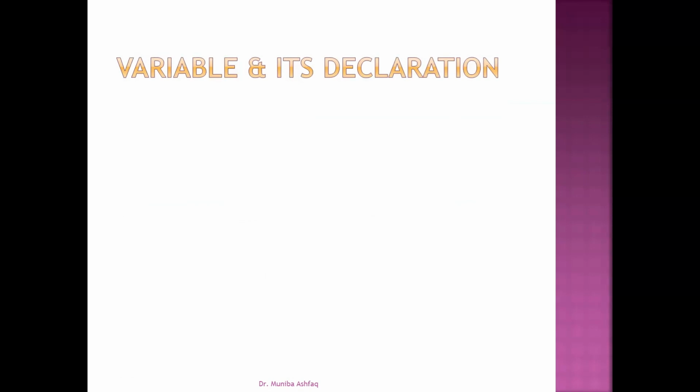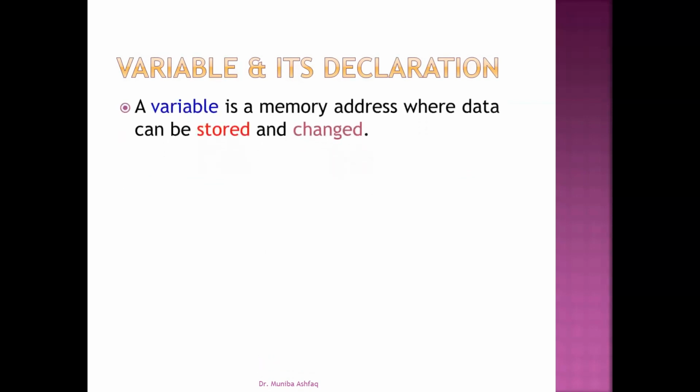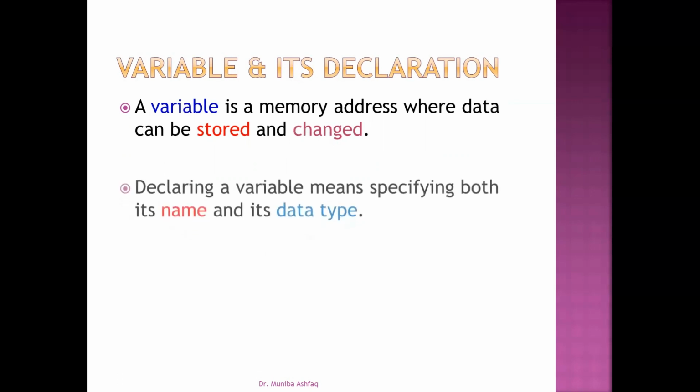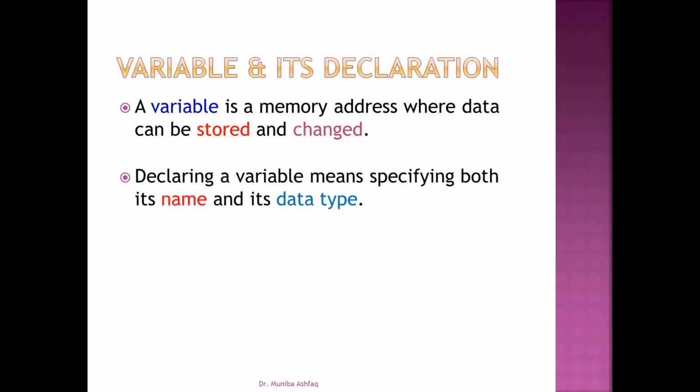Variables and their declaration. A variable is a memory address where data can be stored and changed. What about declaration? Declaring a variable means we have to specify both its name and its data type. The name is very clear in the previous example, where we have given certain names to the variables. But what type of data these variables are going to store, we have to also specify in the declaration.